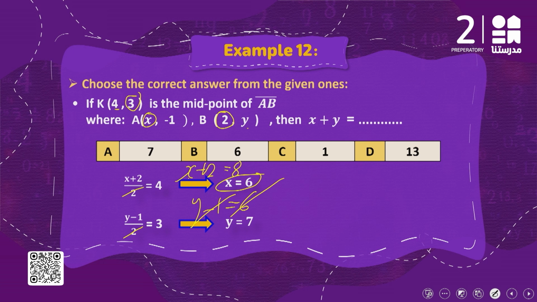The question now is asking you about X plus Y. You have to add these two values together. 6 and 7, it will be 13 for sure.